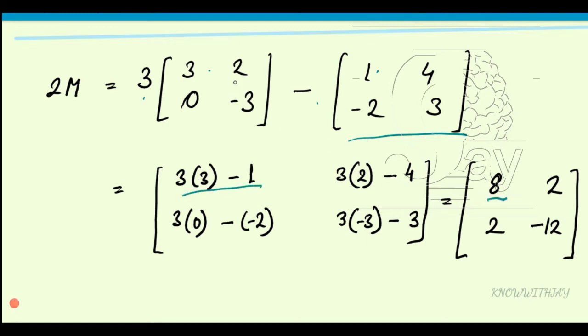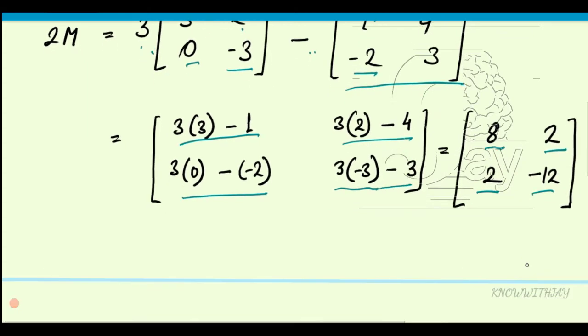Similarly, we have 3 into 2, 6 minus 4, we have 2. The third element is 3 times 0 is 0, minus minus 2, that's plus 2. So 3 times 0 plus 2, we get 2. And the last element is 3 into minus 3, that's minus 9. And from the second matrix we get minus 3. So minus 9 minus 3 is minus 12. So that's 2 times the matrix M.